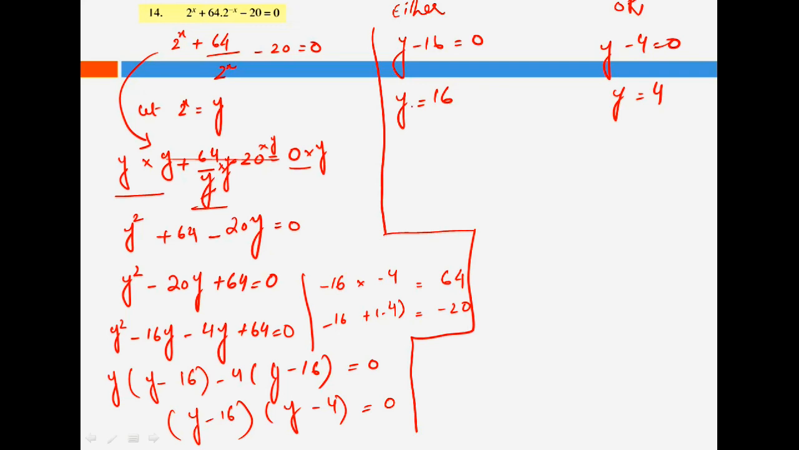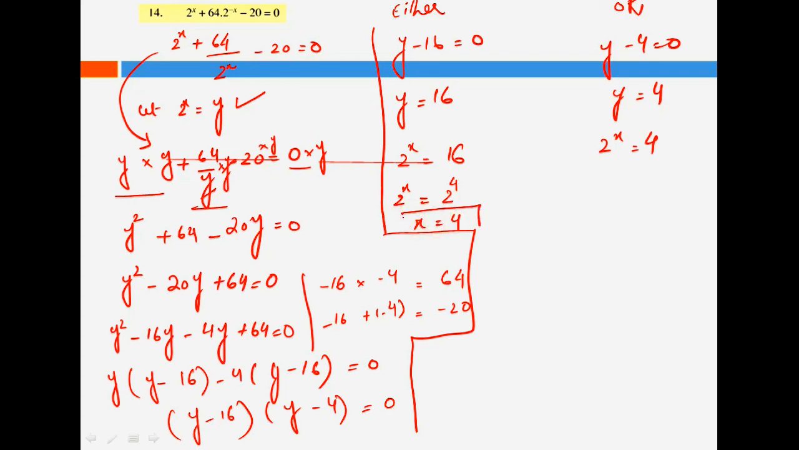Now resubstituting the value of y, that was 2 raised to power x: 2 raised to power x is equal to 16 and 2 raised to power x is equal to 4. 2 raised to power 4 is 16, so 16 we can write as 2 raised to power 4. So bases are same, then the powers are equal.